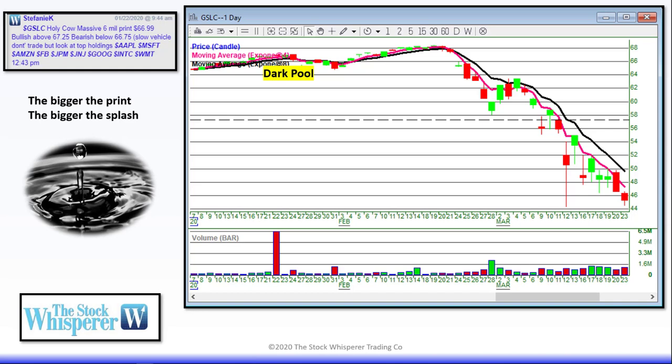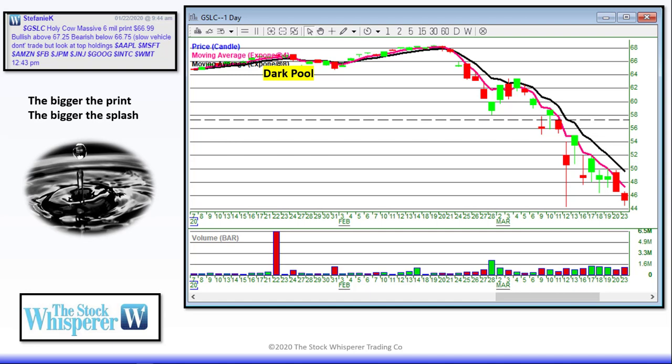Back on January 22nd, if you recall, I posted GSLC, holy cow, massive 6 million print, $66.99. Bullish above 67.25, bearish below 66.75. I wrote it's a slow vehicle. Don't trade it, but look at the top holdings to trade.